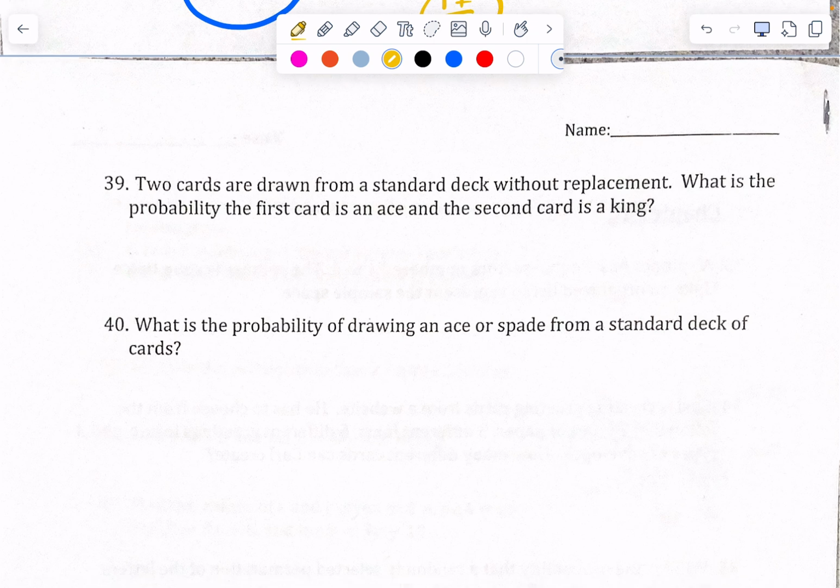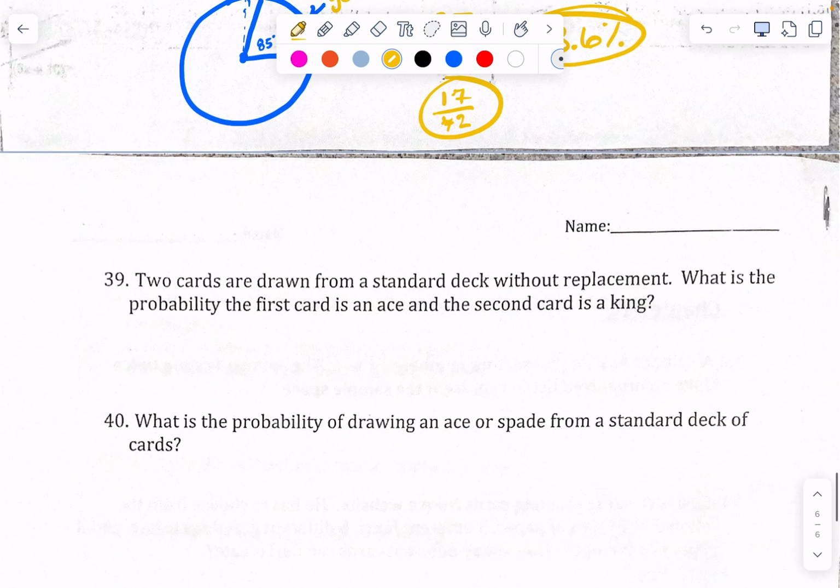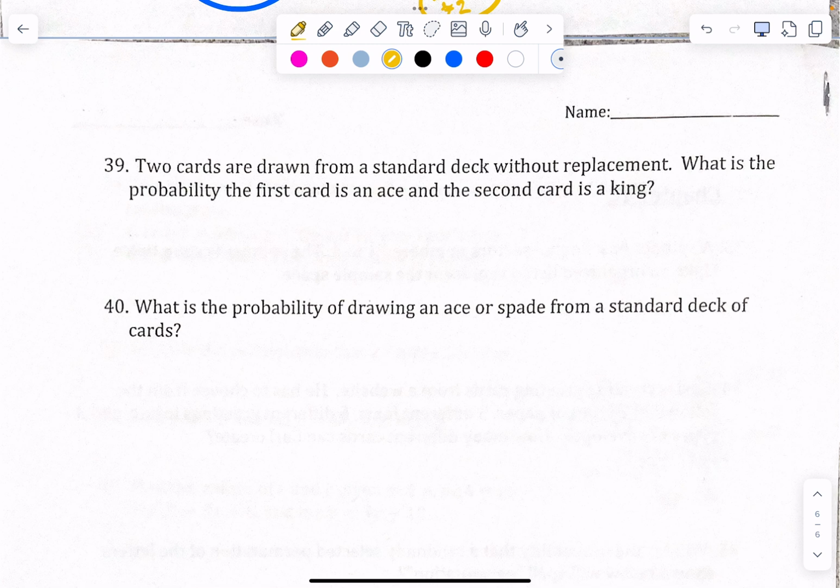He just wants to pass, right? Wyatt just wants to pass. That's fine. I get it. It's okay. Woo. 39, 40. Yeah.